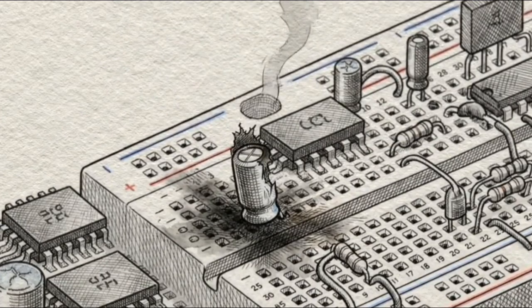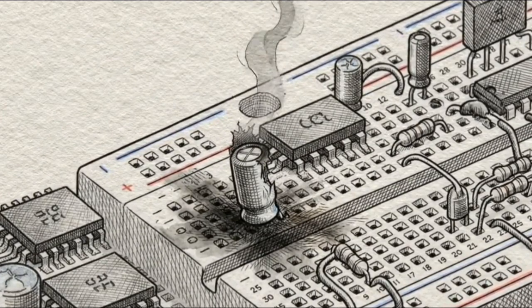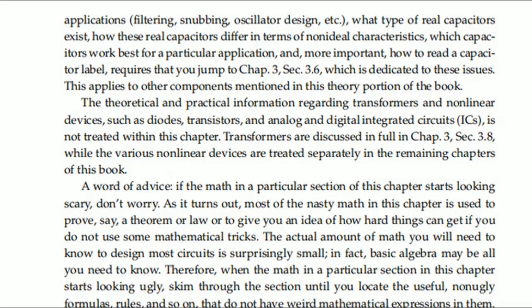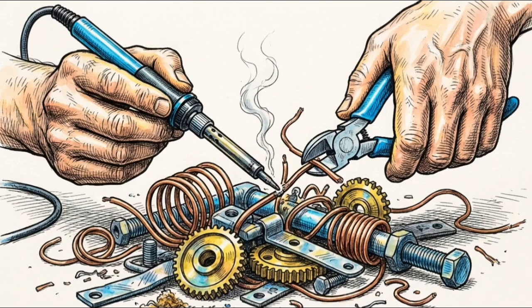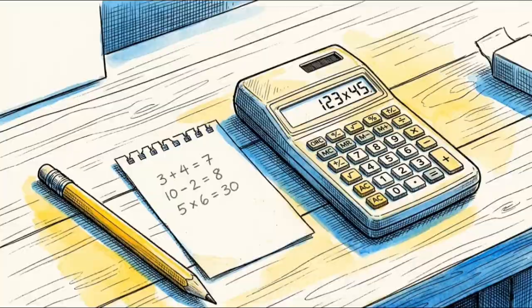The page is filled with extremely dense, ugly mathematical equations. As it turns out, most of that nasty math is used strictly by academics to prove a specific theorem or law. So, it is rarely used to actually construct a working device. The actual amount of math you need to know to design a functional circuit is surprisingly small.